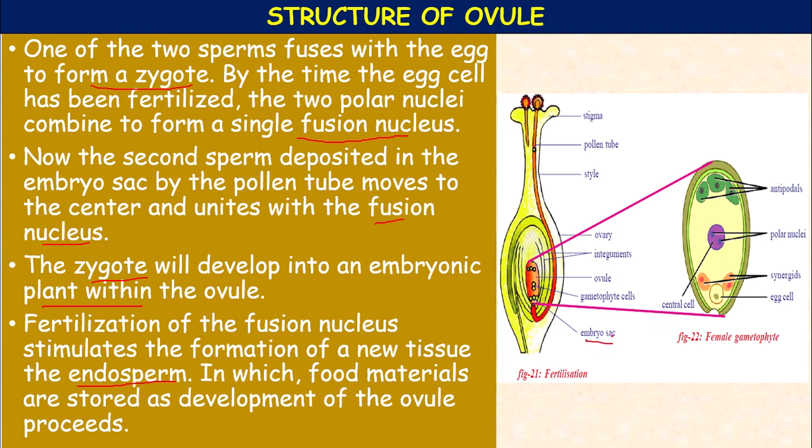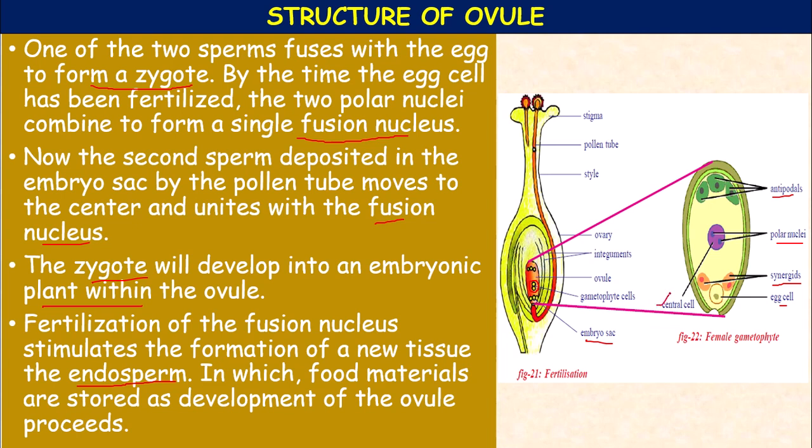So this is the embryo sac. The embryo sac consists of a set of 7 cells and 8 nuclei, which we discussed in the beginning. What are those 7 cells? 3 antipodals, 2 synergids, 1 egg cell, and the central cell formed by the 2 polar nuclei. We can call it the central cell.